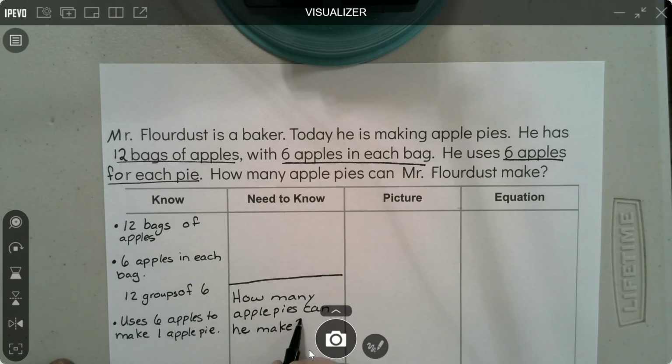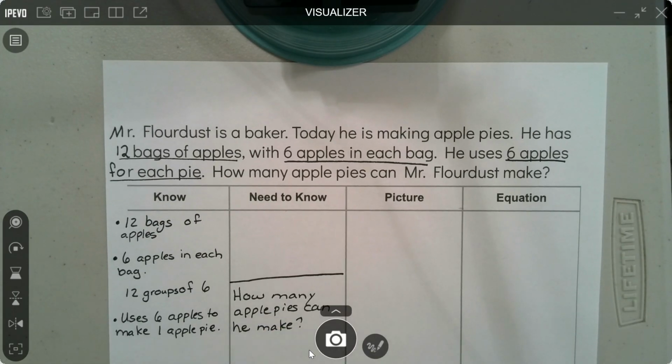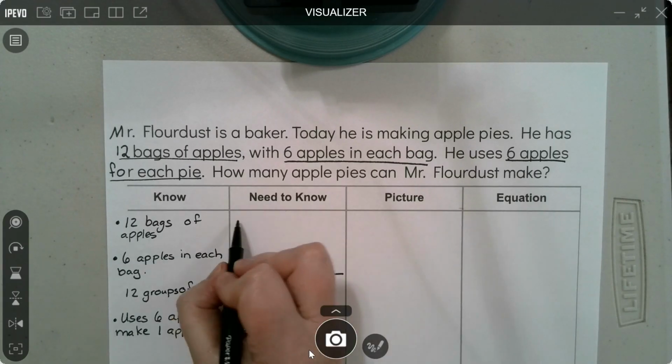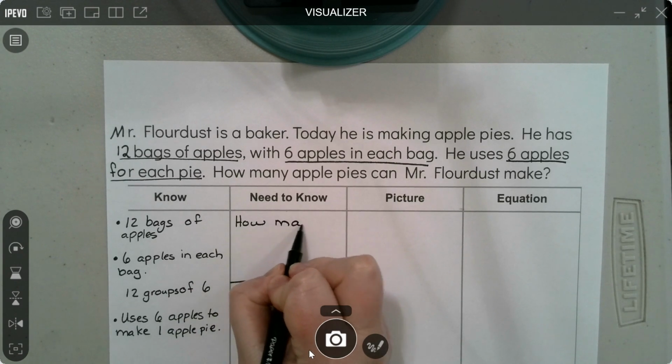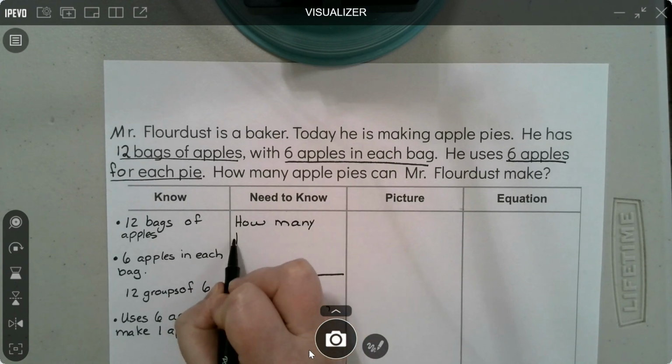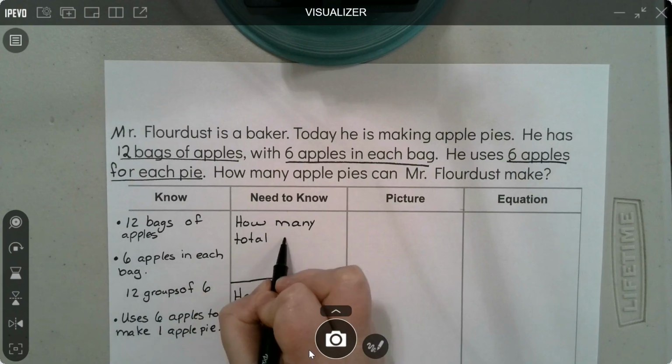Now, I need to know something else before I could tell you how many apple pies he has. I know I have 12 bags of apples, and there's 6 in each. So I have 12 groups of 6. If I want to know how many apple pies he can make, I need to know how many total apples I have. So how many total apples?